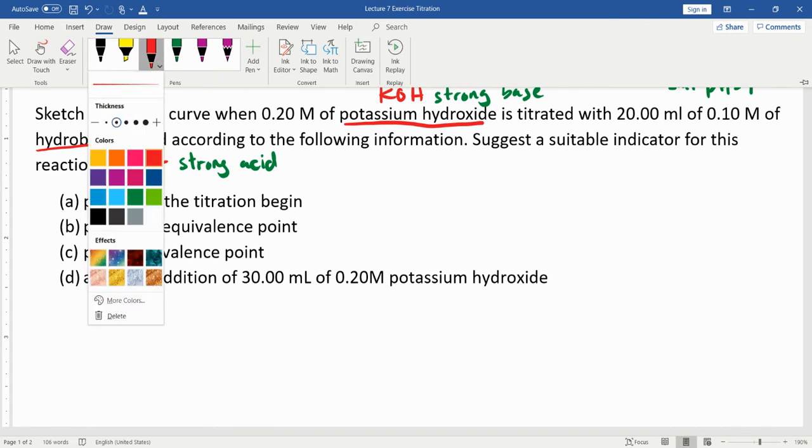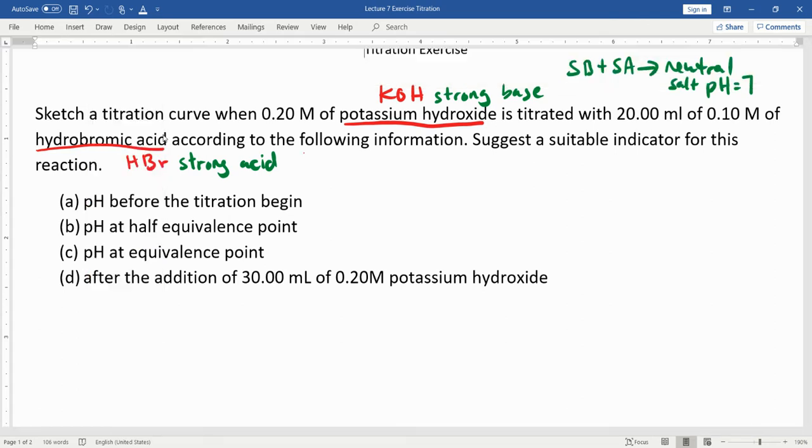Okay, let's continue with the question. Another one, it also asks to suggest a suitable indicator for this reaction. Since we know it is a neutral salt, the pH will be 7. So straight away we know that the answer will be bromothymol blue.